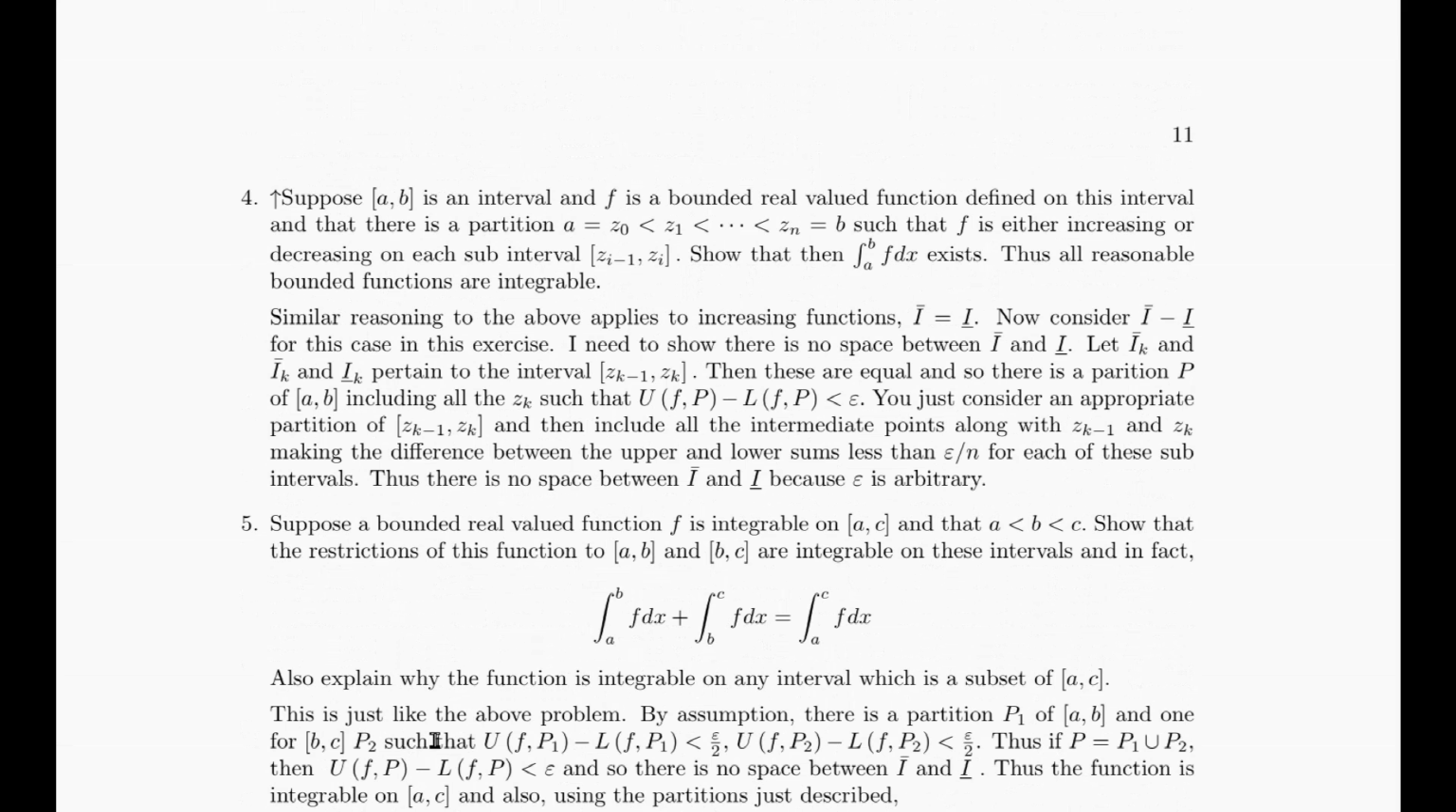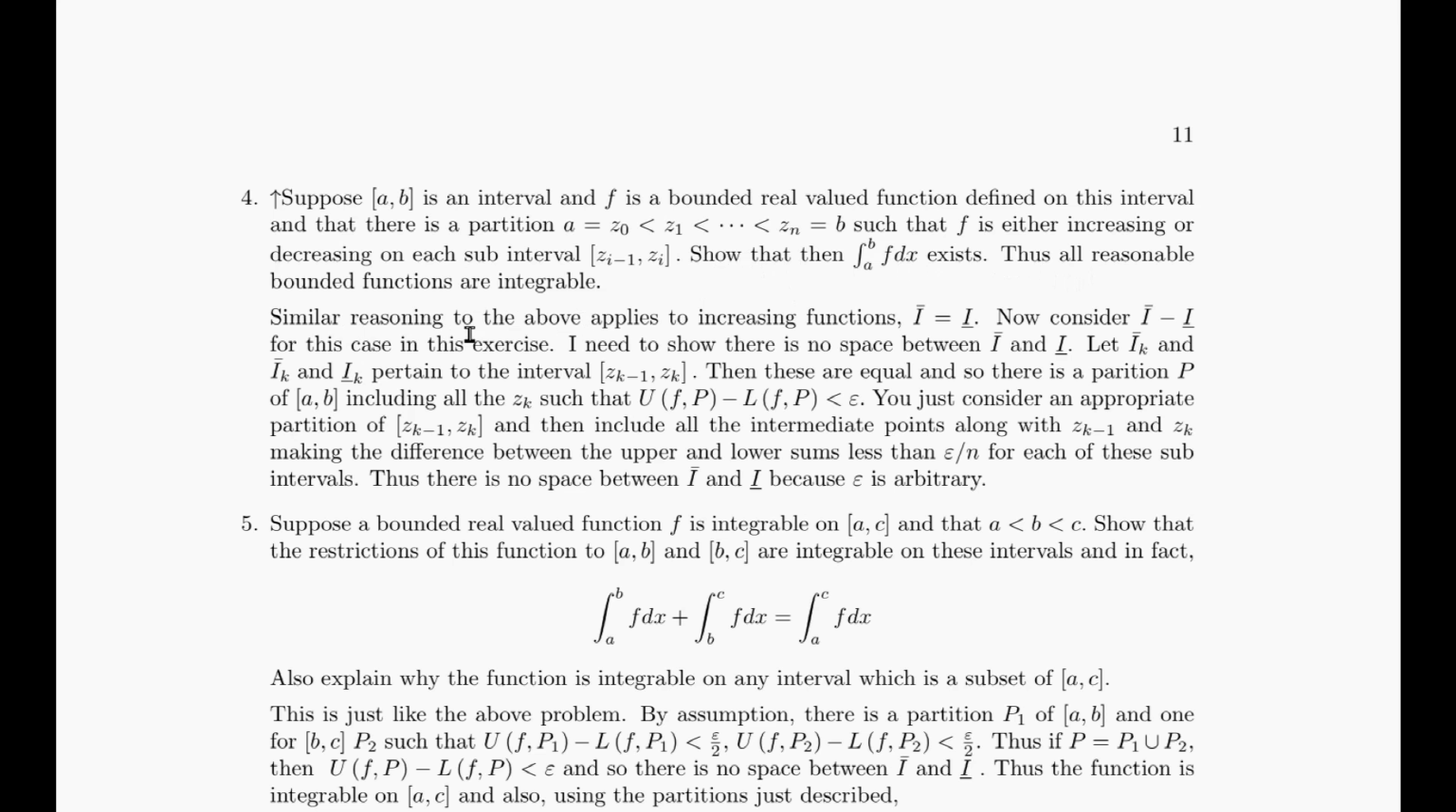Now, the next problem involves observing that any reasonable function will be integrable. By reasonable, I mean one that is like what follows. You have a bounded real-valued function and a partition such that on each of these subintervals, f is either increasing or decreasing. In other words, f is not infinitely wiggly. Show then that the integral exists.